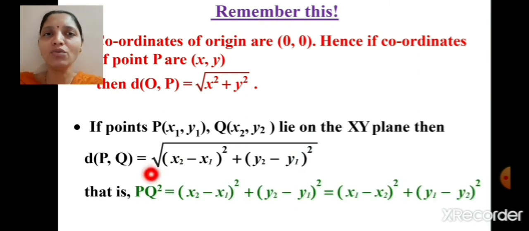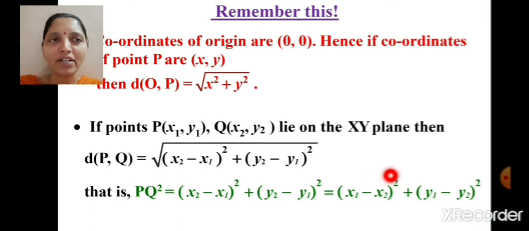That is, squaring on both sides, PQ square is equal to x2 minus x1 bracket square plus y2 minus y1 bracket square. Now this we are getting if x2 is greater than x1. Where x1 is greater than x2, that case will also be there. So in that case we can write the formula as x1 minus x2 bracket square plus y1 minus y2 bracket square. So this is also known as the distance formula. So with this we will end this session here.